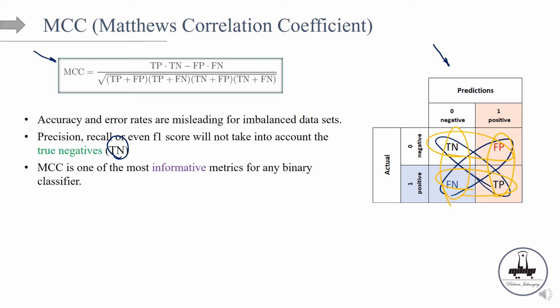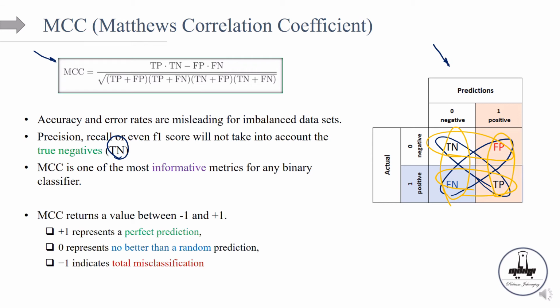So what does the output look like for MCC? The MCC returns a value between -1 and 1. +1 represents a perfect prediction. 0 represents no better than a random prediction. And -1 is a total disaster, total misclassification, right? And as you can see, it's a kind of correlation, right? So that's why we call it the Matthews correlation coefficient, right?